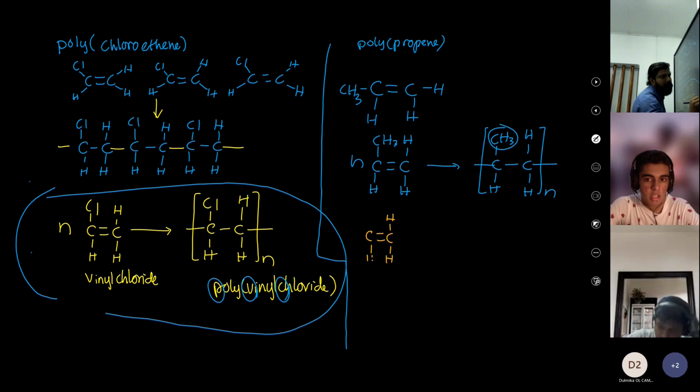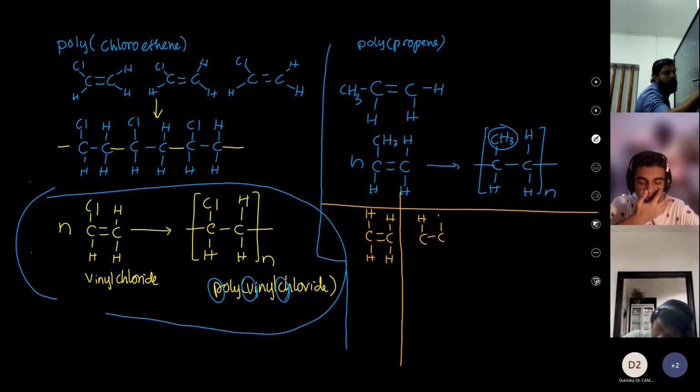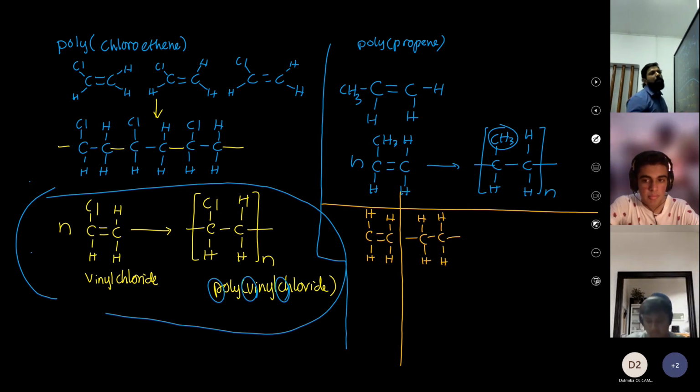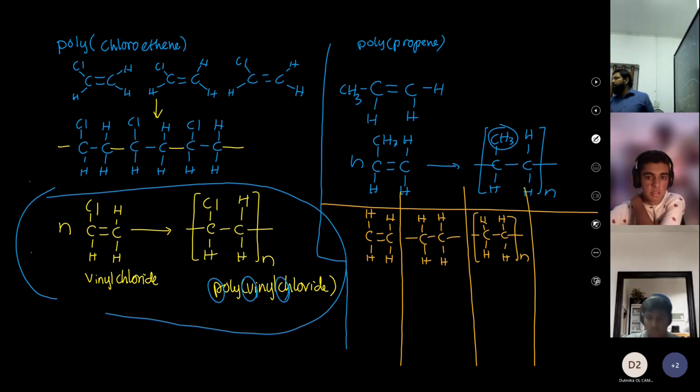What's the next column? Not propene. Repeating unit. So you draw the repeating unit without the double bond. Next, we have to draw the polymer. The polymer is when you put the repeating unit in a bracket with N. This is your polymer. What's the last column? Polymer with 3 repeat units.